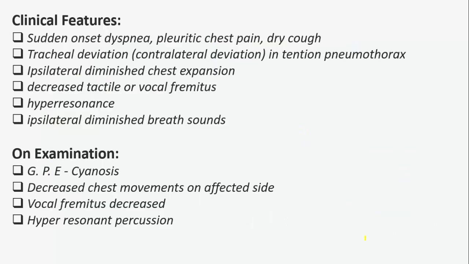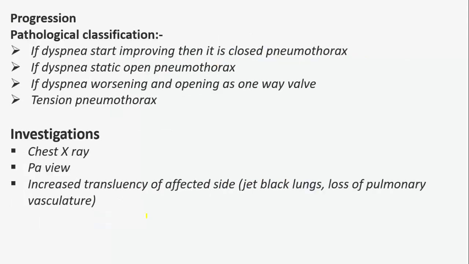What are the clinical features of pneumothorax? Sudden onset dyspnea, pleuritic chest pain, dry cough, tracheal deviation, contralateral deviation in tension pneumothorax, ipsilateral diminished chest expansion, decreased tactile or vocal fremitus, hyperresonance on percussion, ipsilateral diminished breath sounds. On examination, we see cyanosis in general physical exam, decreased chest movements on the affected side, decreased vocal fremitus, and hyperresonant percussion.